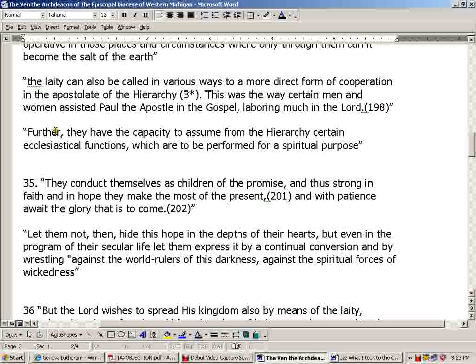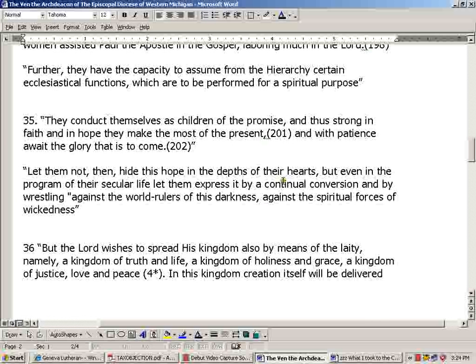Further, they have the capacity to assume from the hierarchy certain ecclesiastic functions which are to be performed for a spiritual purpose to ensure God's laws are obeyed. How much more spiritual can that get? They conduct themselves as children of promise and thus strong in faith and in hope they make the most of the present with the patience await the glory that is to come.